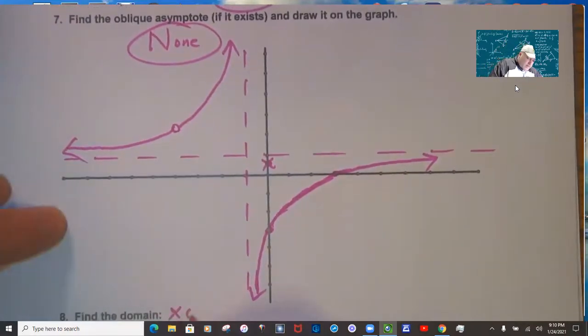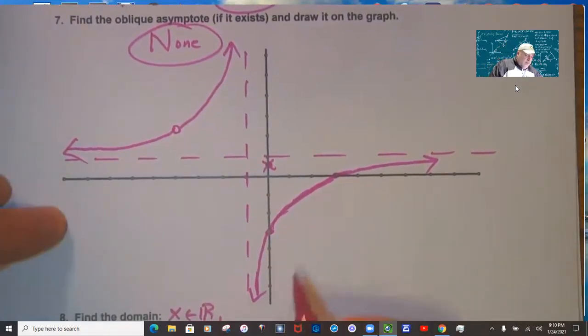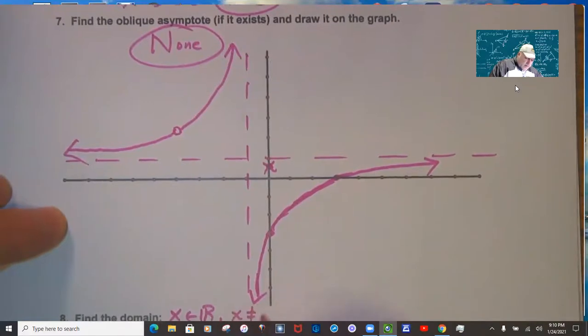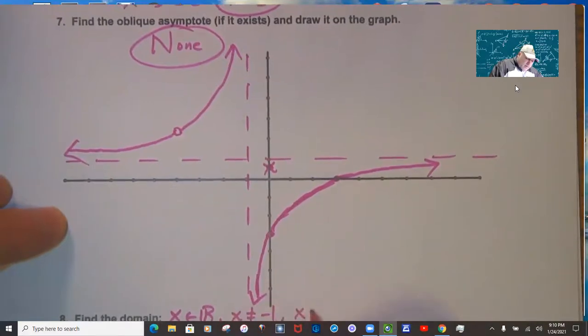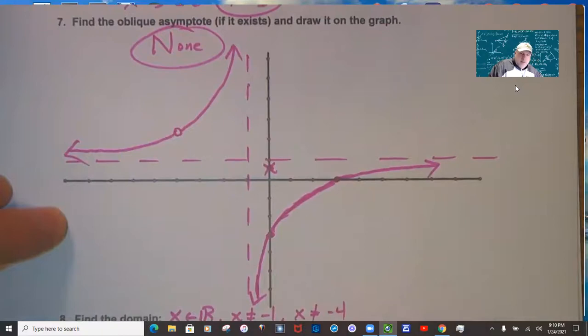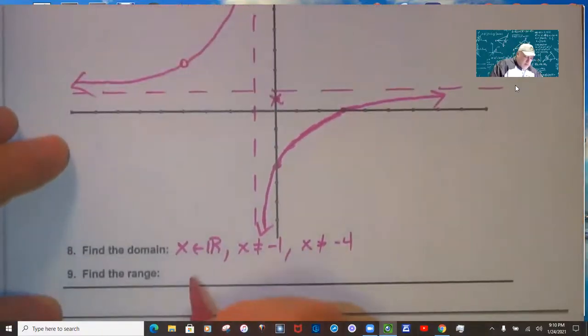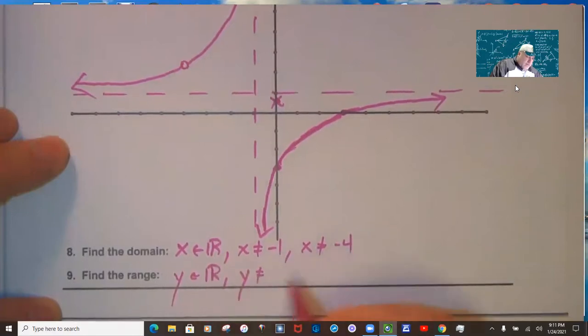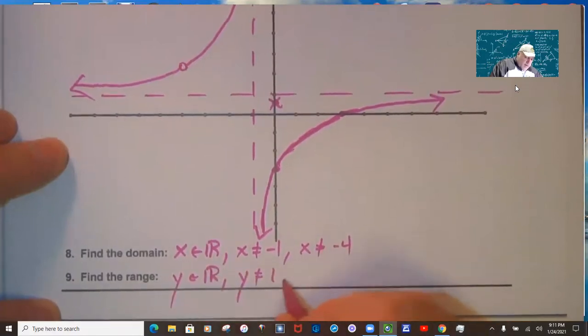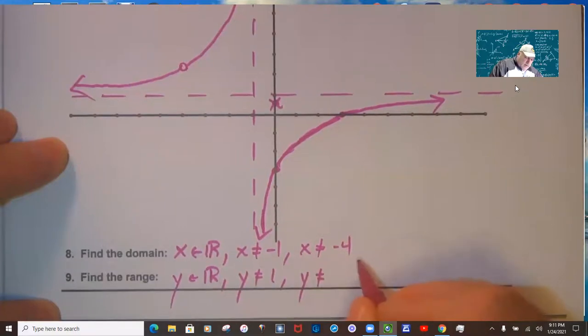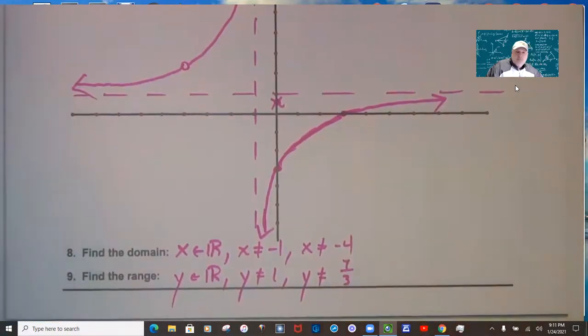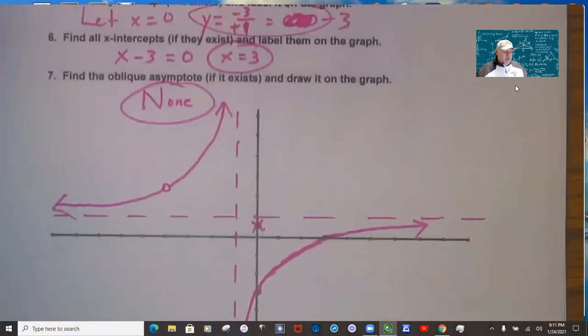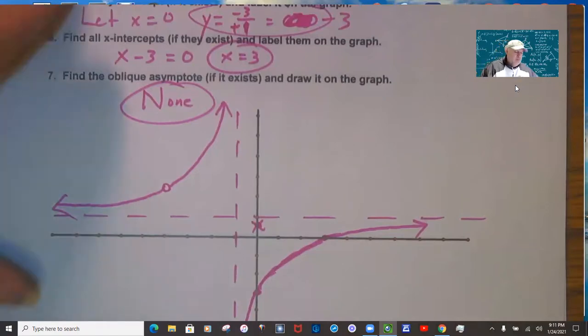So domain, x is an element of the reals. We want to take out the vertical asymptote and the x value of the domain. Make sure you put not equal to. And then y, an element of the reals. And we want to take out the horizontal asymptote. That is 1. And then the y value of the point discontinuity.